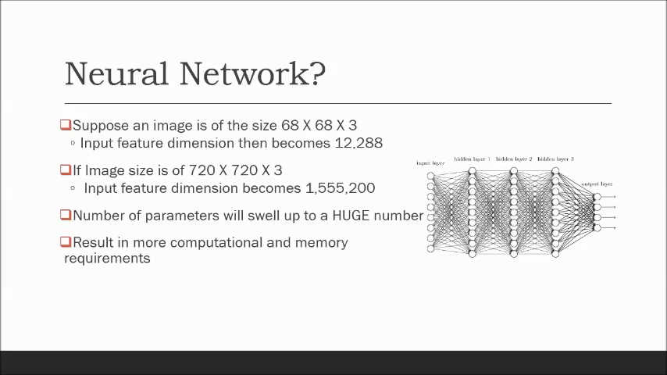Then just imagine what the feature dimension is. That is huge, so handling and tackling this huge number of features is very difficult, not only in terms of complexity but also in terms of time. So this is the problem in a neural network. What can be the solution? Can we reduce the number of inputs? We will use a neural network, but can we reduce the number of features?